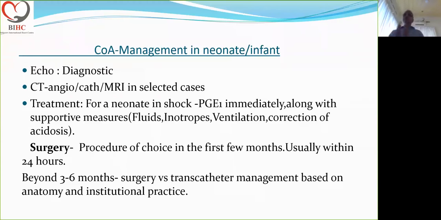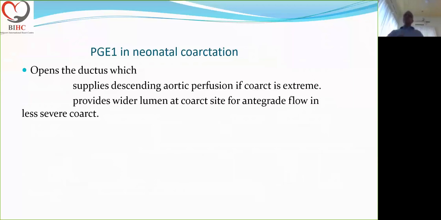And what do we do? Once we receive the baby, we stabilize over a few hours, and the procedure of choice in the neonate and in the first few months of life is definitely surgery. But once the baby is beyond 3 to 6 months, if it is a discrete coarctation, the transcatheter management comes into the picture. Even though, as a general statement, you could say that in infancy, surgery is preferred over intervention.